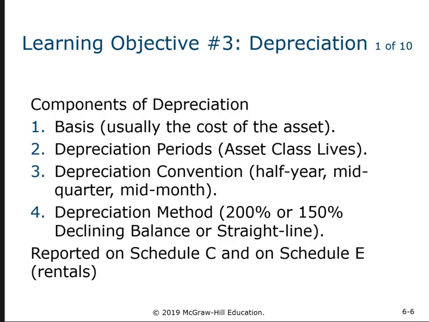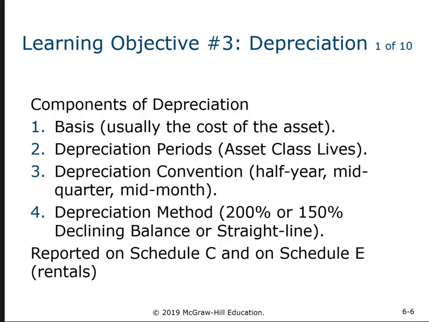Depreciation convention. Typically, we're going to be using the half-year convention. Half-year is built into the calculation. So the IRS not only determines what life you have to use, the asset class life, they also give you tables to help you calculate the depreciation. And in those tables, the half-year convention is built in. For real estate, you have to use mid-month, and mid-quarter is only used when we buy more than 40% of our assets in the final quarter of the year.